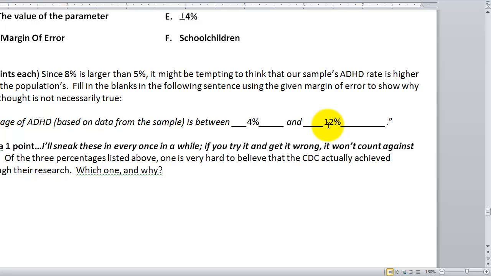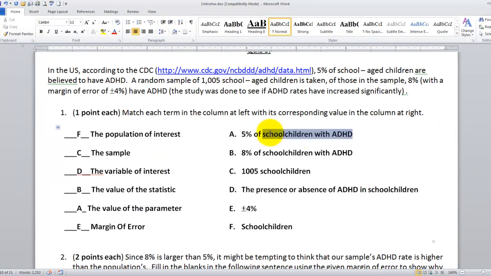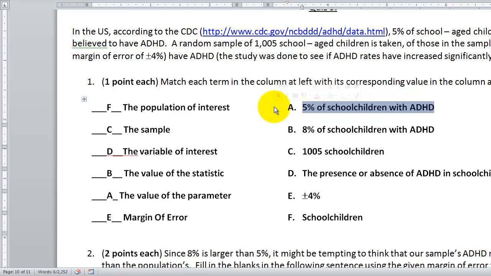And that's those two blanks right there, and you'll notice, and this is more of a 244 point, that 5 is right in between 4 and 12, which is what often happens inferentially. And the extra point here was, which percent is very hard to believe? Well, clearly it's this one. You can't claim that 5% of school kids have ADHD. The only way you could know that is if you actually measured every single one.